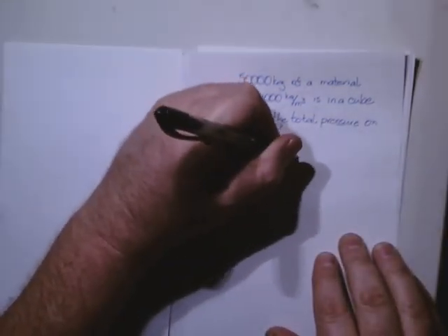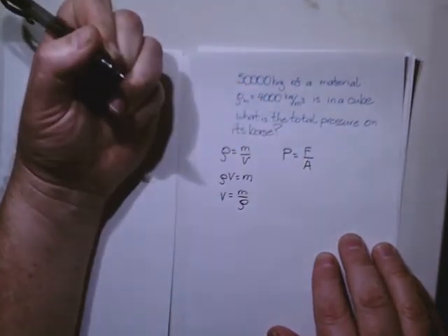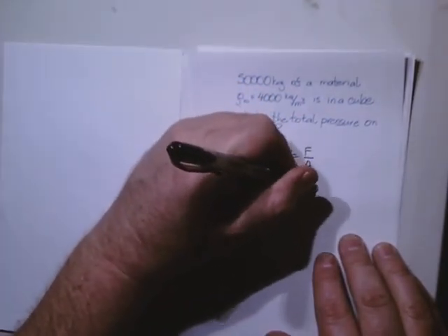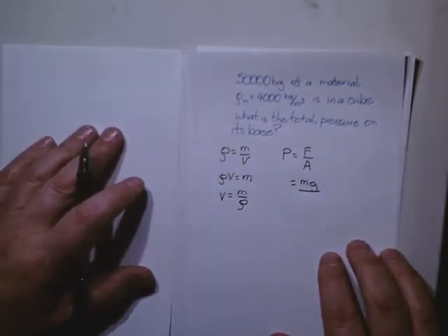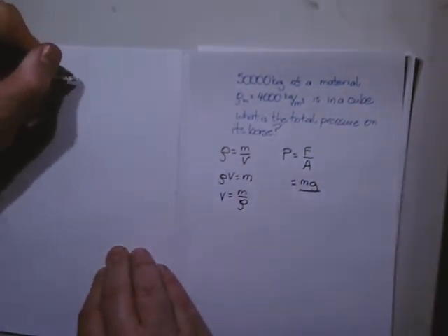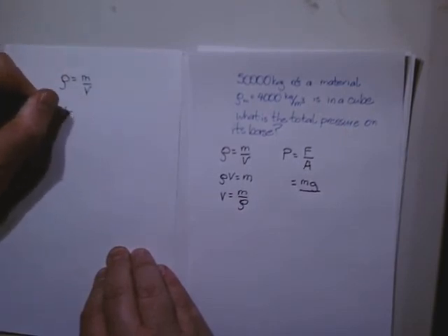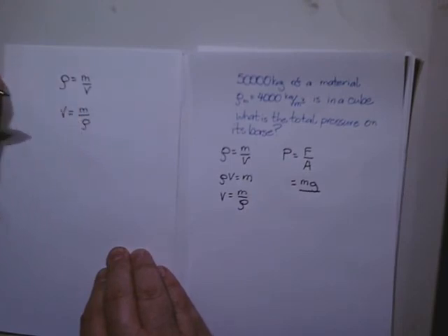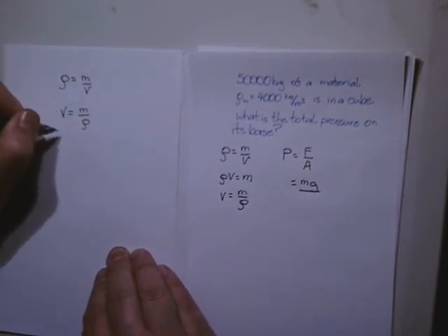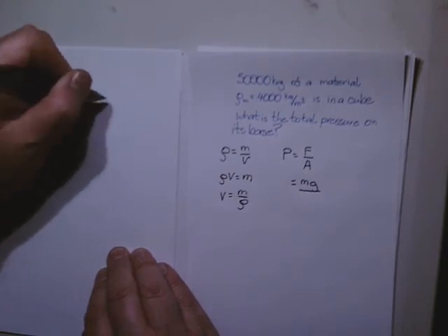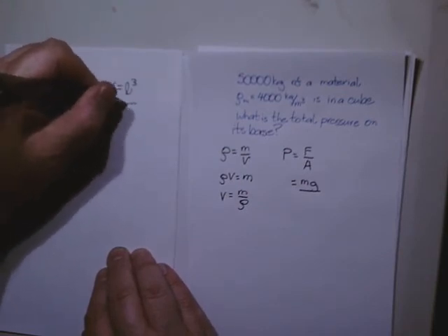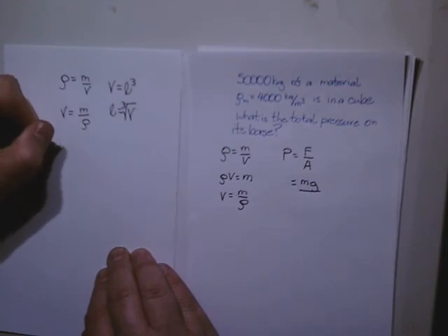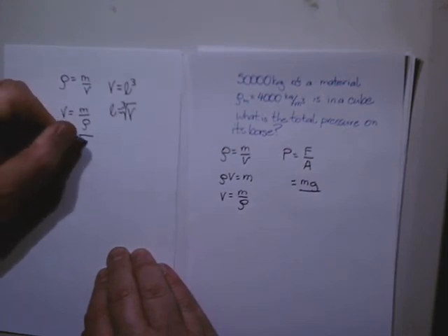Now, pressure is force over area. The force is the mass times the gravity. The area is, well, I'm not so sure. But I do know that density is mass over volume. So volume is mass over density. And because it's a cube, volume is L cubed. So L is the cubic root of volume. So L is the cubic root of m over rho.